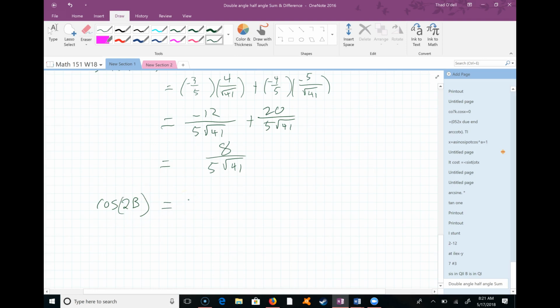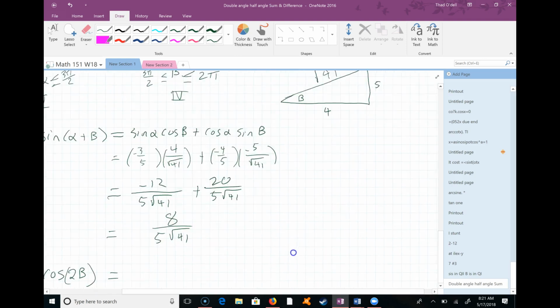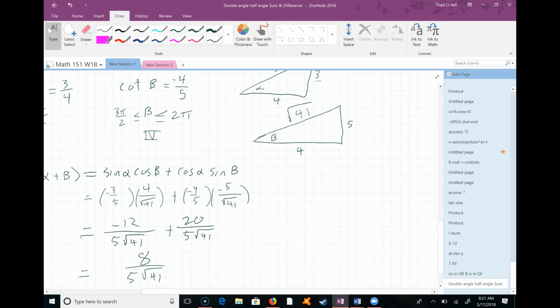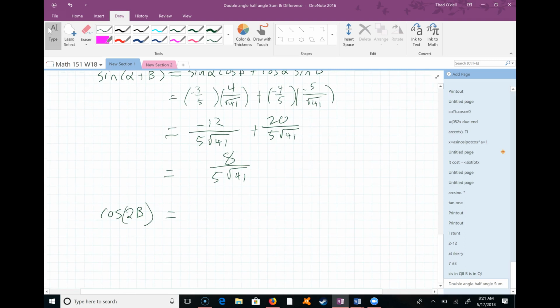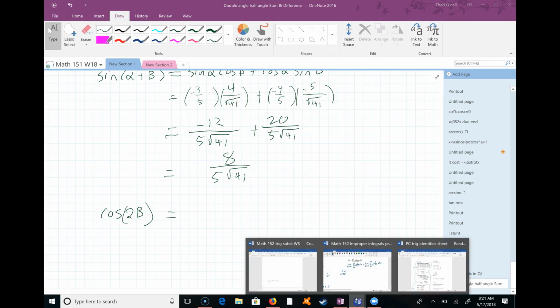So again, I don't know what beta is, I don't know what the angle is, but I do have some information about a triangle that's associated with beta. So I'm using the same given information, right? So first thing I would do is go to the identity sheet and find another way to write cosine of 2 beta. And notice on the double angle identities, let's go look at that actually.